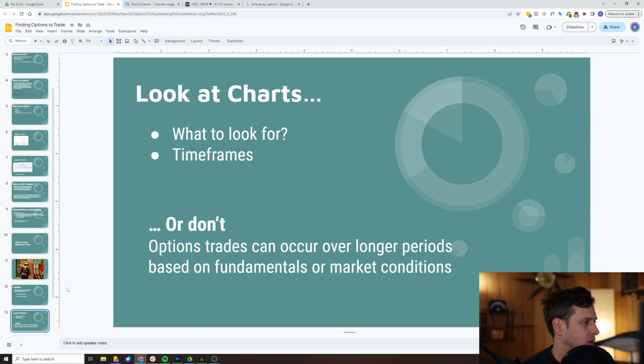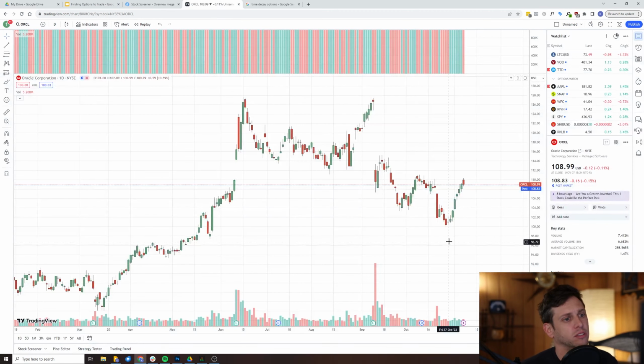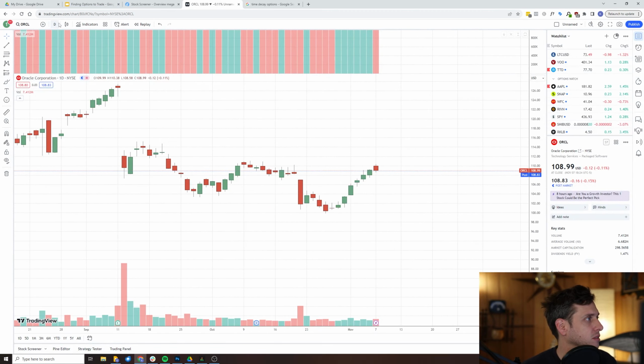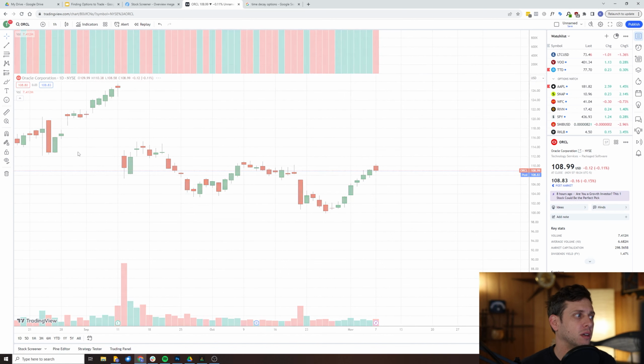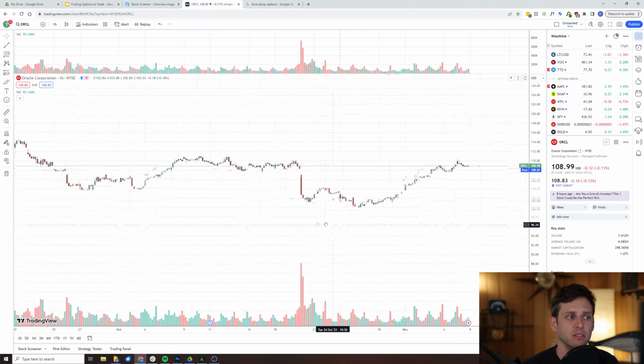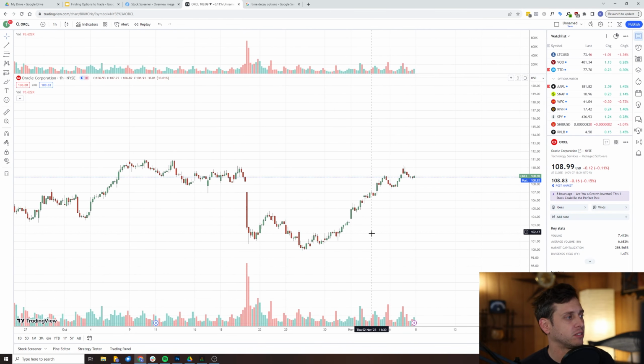Let's see what's next. So in order to actually determine what you think it's going to do, there's kind of 2 ways to go about this. One could be looking at charts. So let's just make something up here, we're looking at Oracle, and I would recommend paying attention to one large stock. Look at it every single day, see what it does. Certain stocks do certain things, and you can develop strategies around those movements.